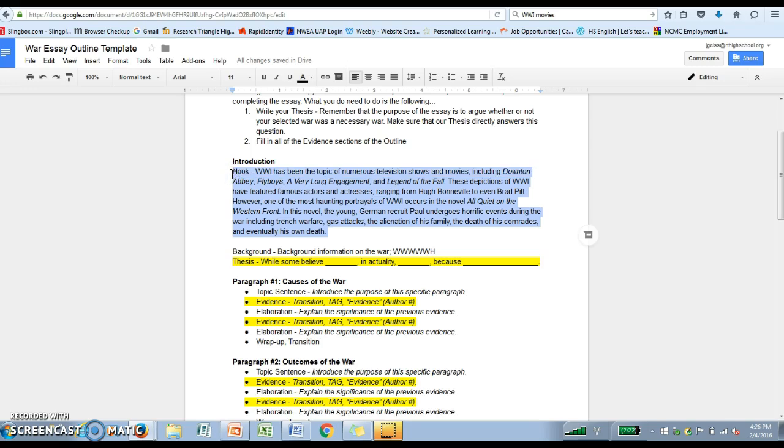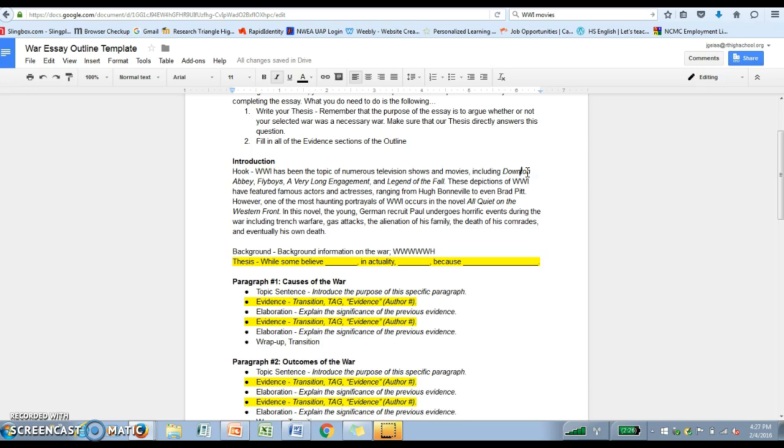So let's take a look at what I've done for my hook. I wrote, World War I has been the topic of numerous television shows and movies, including Downton Abbey, Fly Boys, A Very Long Engagement, and Legends of the Fall. These depictions of World War I have featured famous actors and actresses, ranging from Hugh Bonneville to even Brad Pitt. However, one of the most haunting portrayals of World War I occurs in the novel All Quiet on the Western Front. In this novel, the young German recruit Paul undergoes horrific events during the war, including trench warfare, gas attacks, the alienation of his family, the death of his comrades, and eventually his own death.